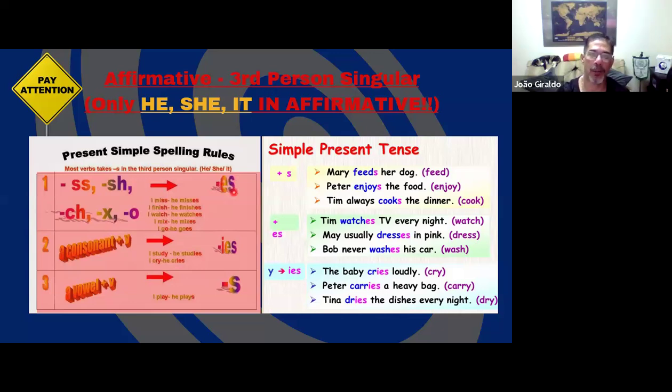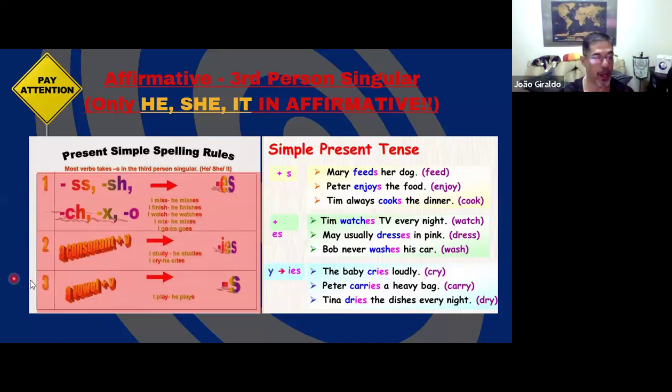In third person, singular, affirmative, we additionate ES to the verb. And the other rule, when we have a verb and the final of the word, the final of the verb is consonant and Y. When we have consonant and Y, we remove the Y, we cut the Y and additionate I, E, S to my verb in affirmative only for he, she, it.